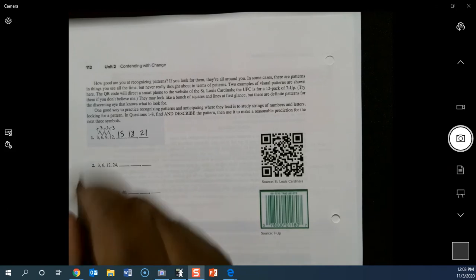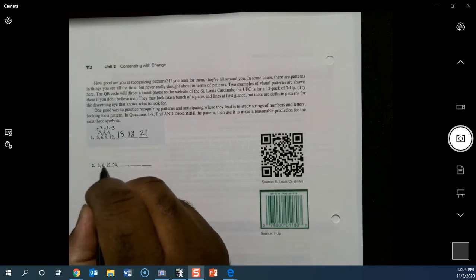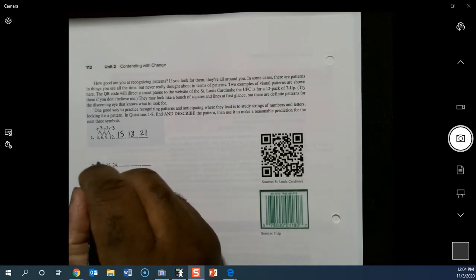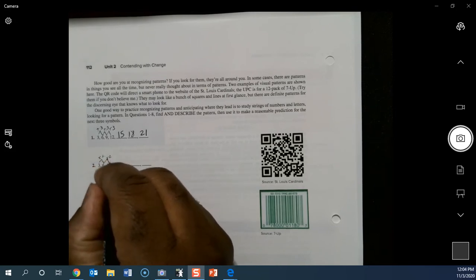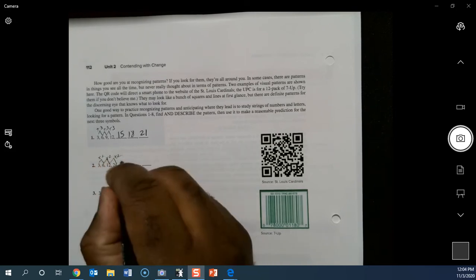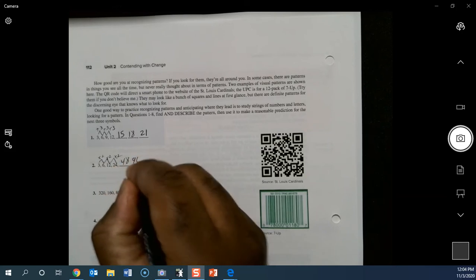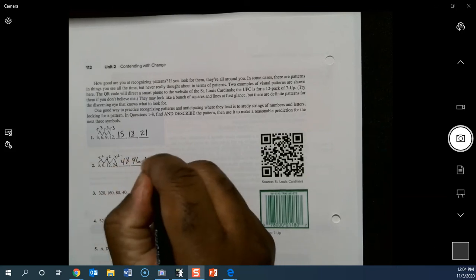Now we come here. If you notice, it goes 3, 6, 12, 24. We're multiplying by 2. So this would be 48, 96, and 192.